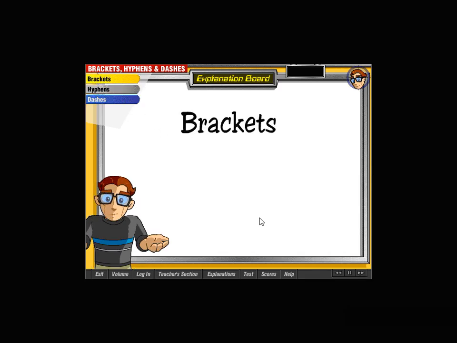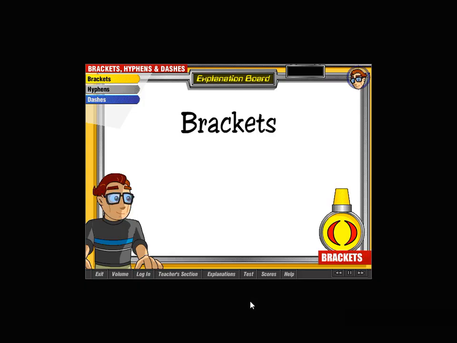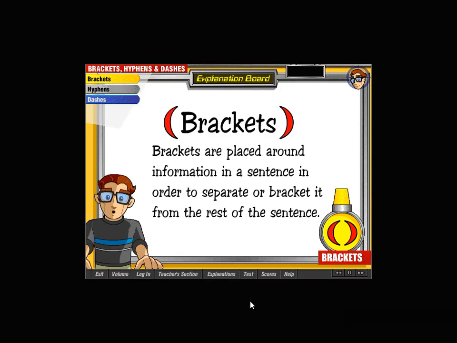So, let's get going. What are brackets? Well, brackets are those sets of curved lines that you often see around words in sentences. But what are brackets for? Well, brackets are placed around information in a sentence in order to separate or bracket it from the rest of the sentence.